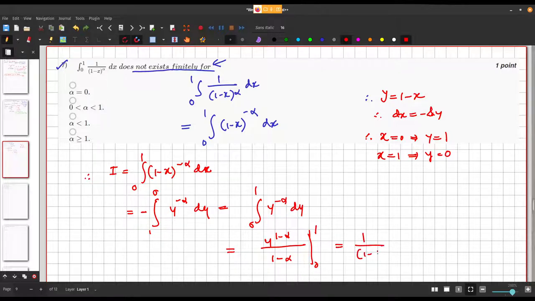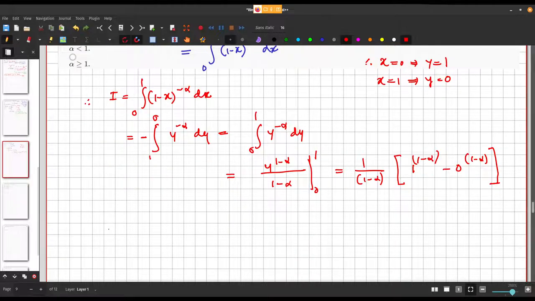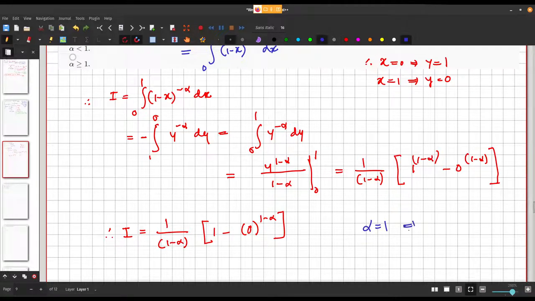So we can take 1 over 1 minus alpha common, and this will be y to the power 1 minus alpha, so 1 to the power 1 minus alpha minus 0 to the power 1 minus alpha. So that is the value of the integration. This will be 1 minus 0 to the power 1 minus alpha. Now we can clearly see that when alpha equal to 1, then this term here, which is multiplicative 1 over 1 minus alpha, will become 1 over 0, and the value of I will blow up. So for alpha equal to 1, this integration does not exist.